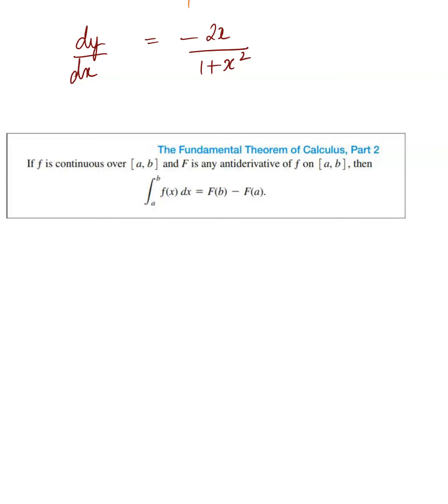Now we move on to part 2 of the theorem. If f is continuous over the closed interval [a, b] and capital F is any antiderivative of small f, the function on [a, b], then the integral from a to b of f of x dx is capital F of b minus capital F of a. Okay, so this is really cool. This is also known as the evaluation theorem. So let me write that maybe here.